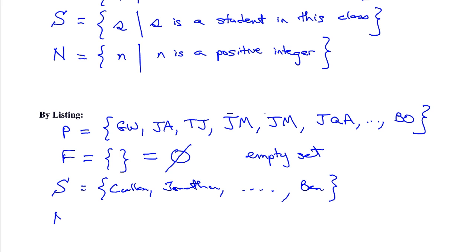And then lastly, for N, the set of positive integers, it will be 1, 2, 3, 4. This set is infinite. It doesn't stop. So we put the dots, and then we close off the brace. All right, so questions about the differences between by rule and by listing.